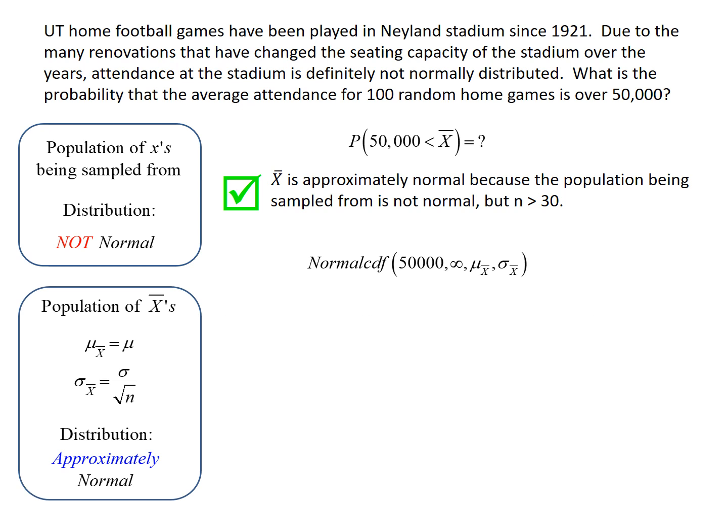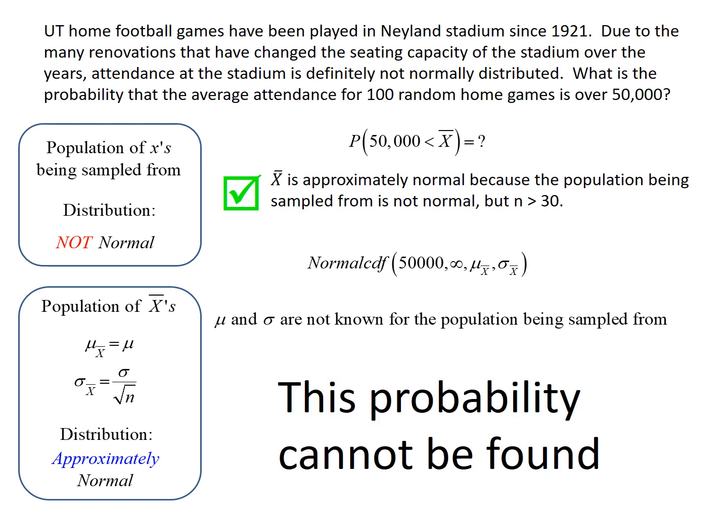The problem here is we don't know what those mean and standard deviation values are. So we can't figure out the mean of X bar and the standard deviation of X bar. So even though the sample mean X bar would be approximately normal, we can't find this probability. And it's not enough for X bar to be normally distributed. You also have to know the mean and standard deviation of X bar.